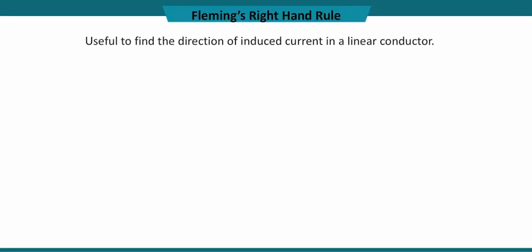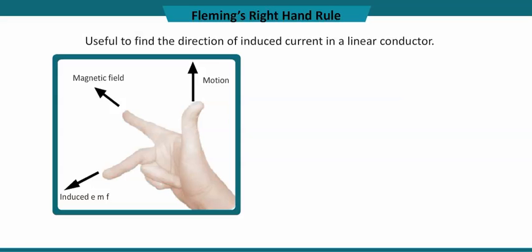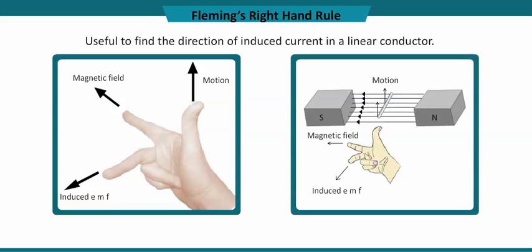Now, let us discuss the direction of flow of induced current. Fleming's right-hand rule is useful to find the direction of induced current in a linear conductor. When the thumb, the forefinger and the middle finger of the right hand are stretched mutually perpendicular to each other and are held such that the forefinger is along the direction of magnetic field and the thumb is along the direction of motion of the linear conductor, then the middle finger points along the direction of the induced current or induced electromotive force.